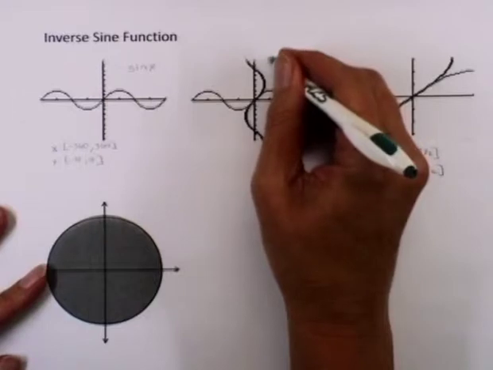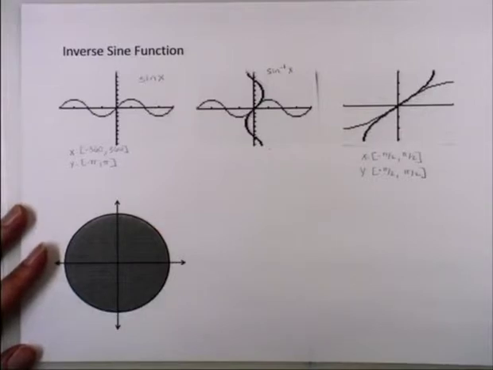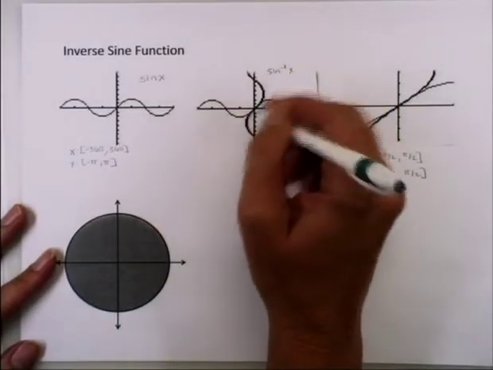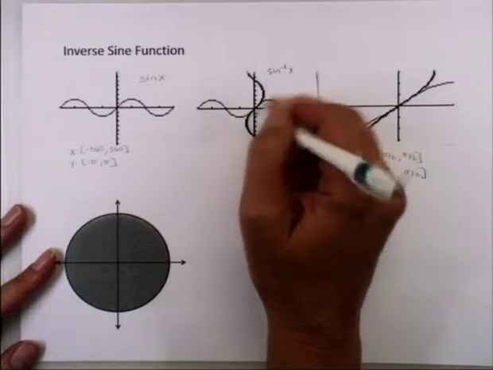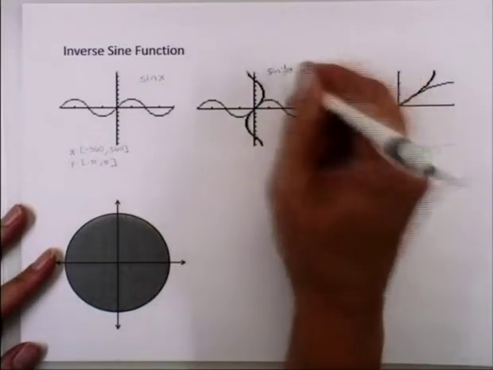Now we've worked with sine inverse in the past, and we've used that when we were trying to find the angle measure when we're given the ratio. And right now we're going to be looking more at the function itself. So this is the sine inverse function. Now notice it's not a function because it doesn't pass the vertical line test.